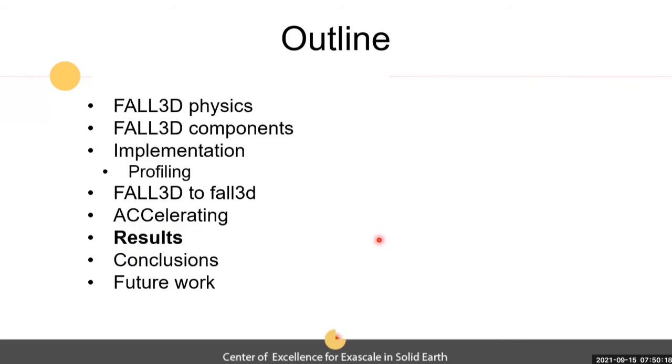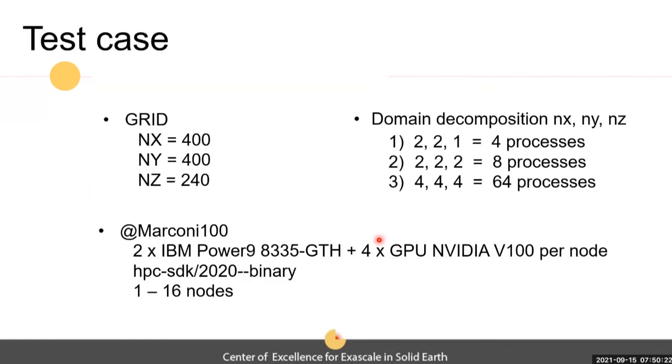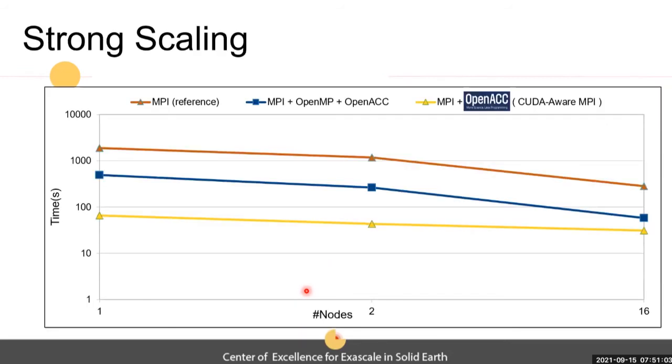So the test case scenarios and the results are presented in the following slides. This is the test case scenario used for assessing the ported version of the Mini FALL3D application. Grid implies grid cells on each component X, Y, Z. We tested 3 different domain decomposition scenarios from 4 processors up to 64 processors with the following configuration per component. Finally, all these test cases were executed on Marconi 100 at Shineka, which has the following characteristics. We use this version of the HPC SDK compiler, and we tested from 1 up to 16 nodes of the machine.